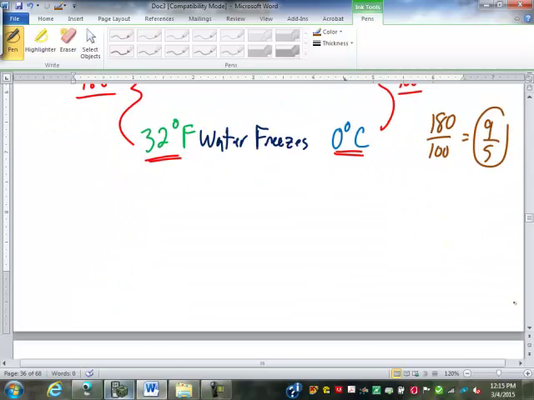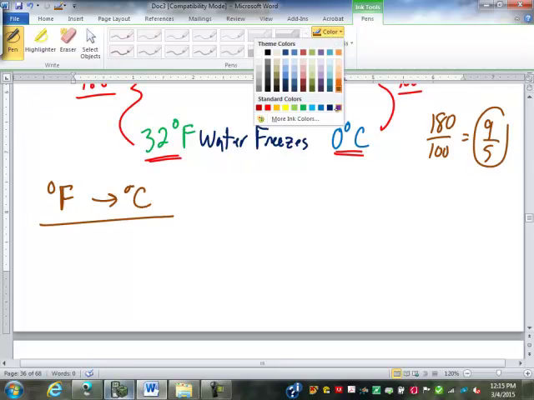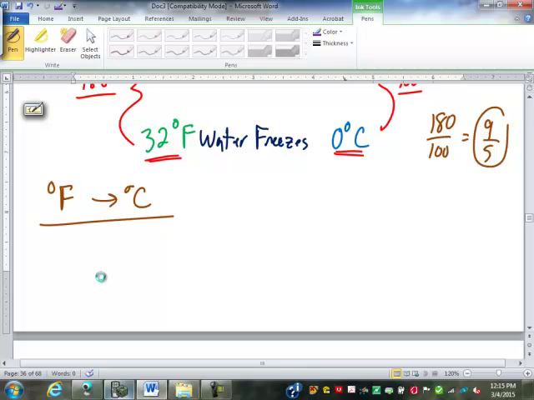If I want to convert degrees Fahrenheit into degrees Celsius, our Celsius temperature is going to be found by taking our Fahrenheit temperature and subtracting 32 from it, because we've got to get it down to the same 0, and then multiplying by 5/9. That's just this ratio, the reverse of that ratio. It's 9 to 5, 5 to 9.